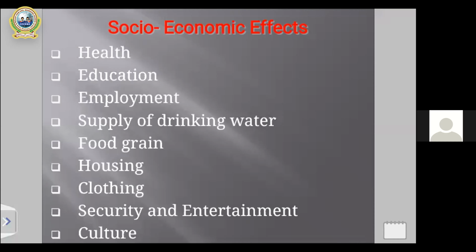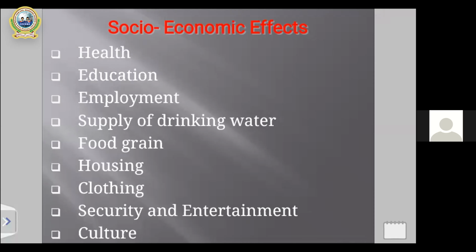Yes, sir. Okay, Mr. Sudin, we just discussed the third point, employment. Can you share your opinion about the supply of drinking water? How does rapid population growth adversely affect the supply of drinking water?